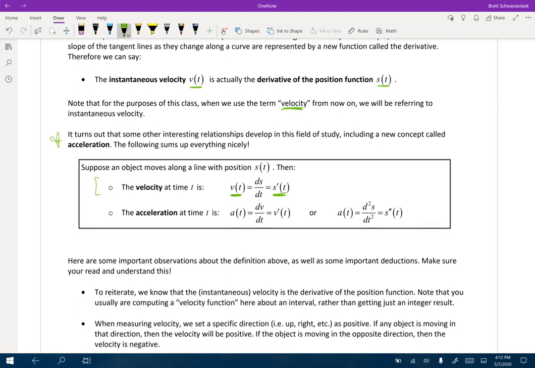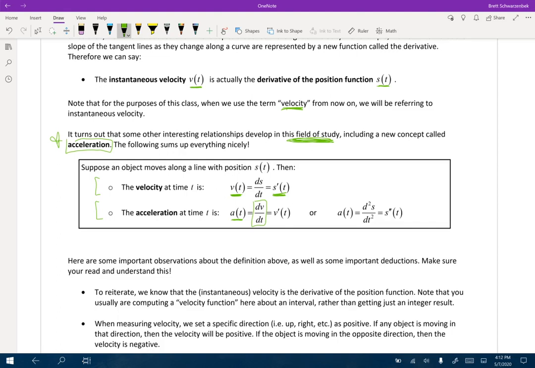And then let's talk about here. It says it turns out some other interesting relationships develop in this field of study, which is mostly physics, by the way, including a new concept called acceleration. Well, what do we know about acceleration? Believe it or not, a very similar relationship. It turns out that the acceleration function with respect to t is always going to be equal to the derivative of velocity with respect to time, which we refer to as v prime of t.